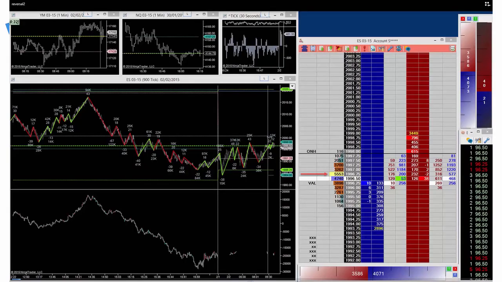Okay, so what we're going to do is look at a day from earlier this week. So this is the 3rd of February. And what we have here is an opening price. This was the open, 96.75. Now, straight off the open, we can't look for a reversal because to have a reversal, you need some direction.